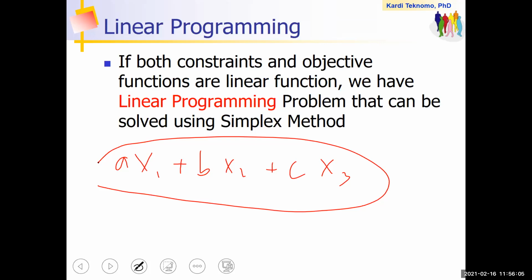Simple? So in OR1, you learned about the simplex method, I believe, right? Is that so? Yes. So you know how to put your linear programming problem into a simplex table, correct? Okay, good. So I will not discuss simplex in that case, okay?